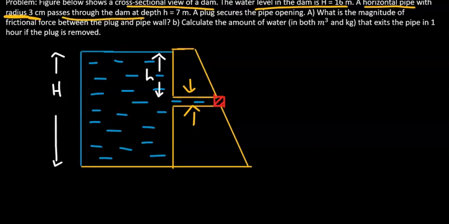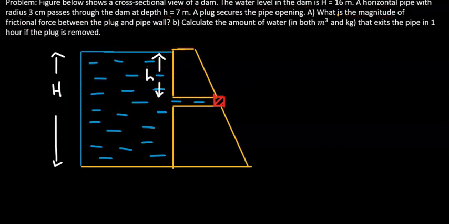Passes through the dam at depth 7 meters. And then you have this plug that is denoted in red, secures the pipe opening. What is the magnitude of the frictional force between the plug and the pipe wall? So let's do that first.